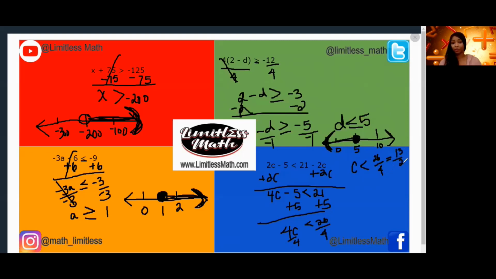You can change that to a mixed number, 6 1/2. It's a little bit easier to graph when we change it to a mixed number, or also to a decimal. When we graph here, we'll have 6.5. Let's go 7 and 6. So open circle at 6.5, and we're shading to the left.